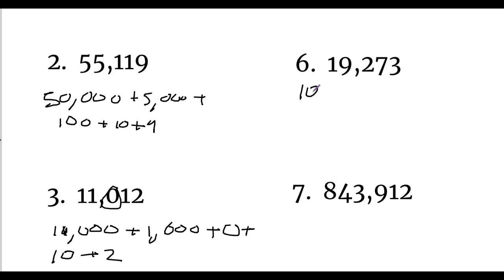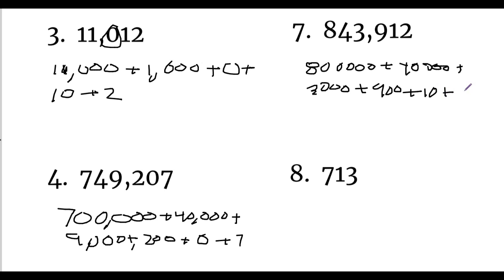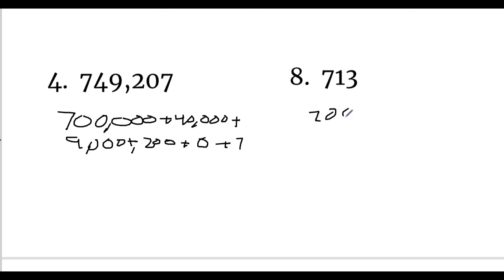So this is 10,000 plus 9,000 plus 200 plus 70 plus 3. This is 800,000 plus 40,000 plus 3,000 plus 900 plus 10 plus 2. This is simply 700 plus 10 plus 3. So basically you're just breaking down each of the columns and then writing it down in its full form.